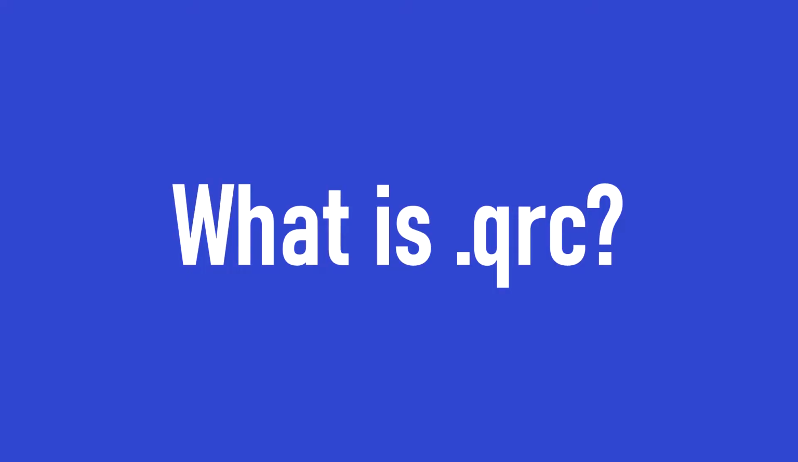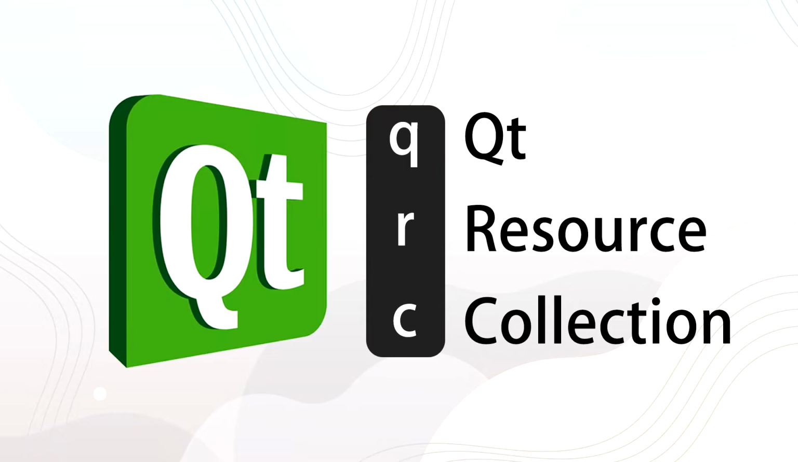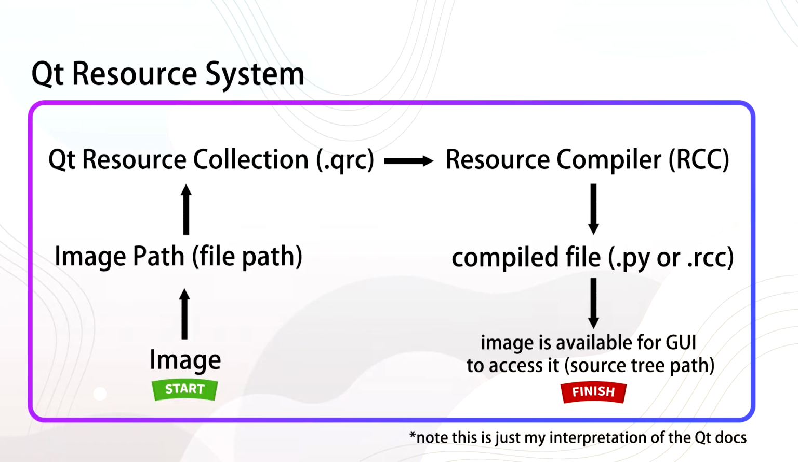So what is a QRC file? A QRC is a file extension and an acronym for Qt Resource Collection. A QRC is the file type used by the Qt resource system to make images and other files accessible to applications through compiling. Here's a little graph I made to describe their relationship, starting with the image at the bottom left into the QRC and compiled into another file format to be shown and accessible to the GUI.